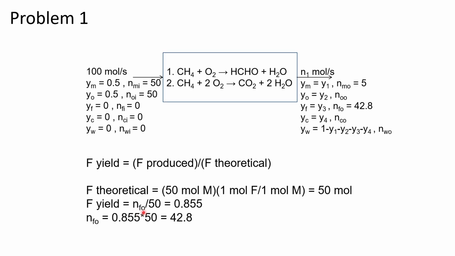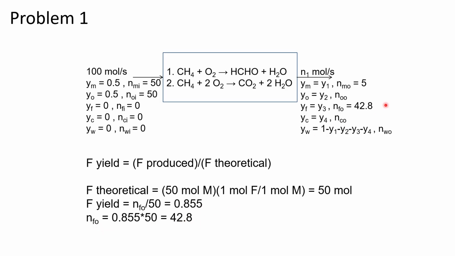Well, the amount that's produced is the formaldehyde out minus the formaldehyde in. Since the formaldehyde in is 0, the amount that's produced is exactly equal to the flow rate of formaldehyde out. We'll divide that by the theoretical amount that we could produce, which is 50, and set that equal to 0.855. We're going to assume 85.5% conversion, or yield. So simply rearranging this, we can calculate the formaldehyde out as 42.8.